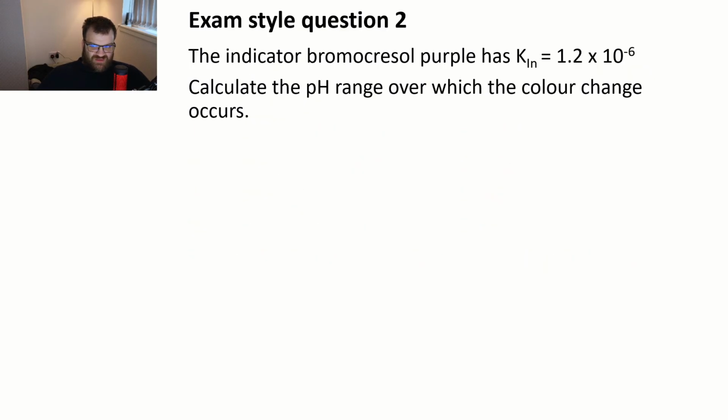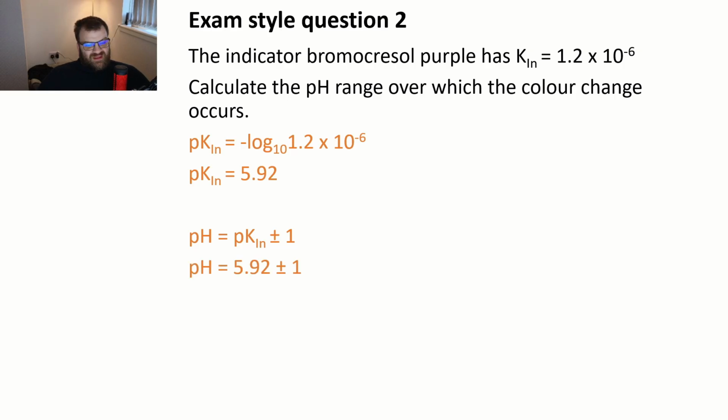They can also ask you to work out the pH range given the Kin. We want to turn that into pKin by taking minus log to the base 10 of the value. That gives us 5.92. And then pH equals the pKin plus or minus 1. So knock down 1, gives you 4.92, add 1, 6.92.